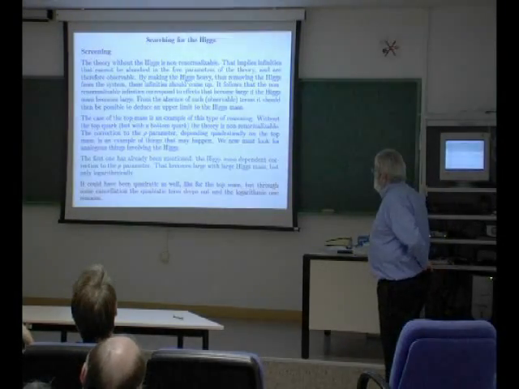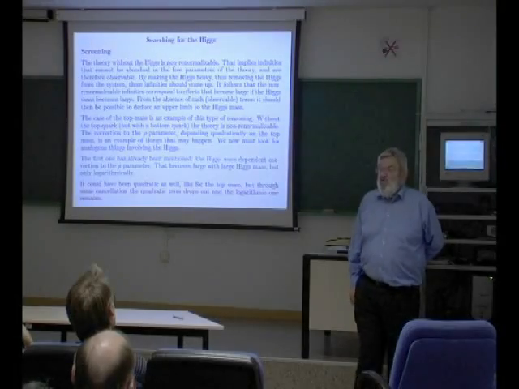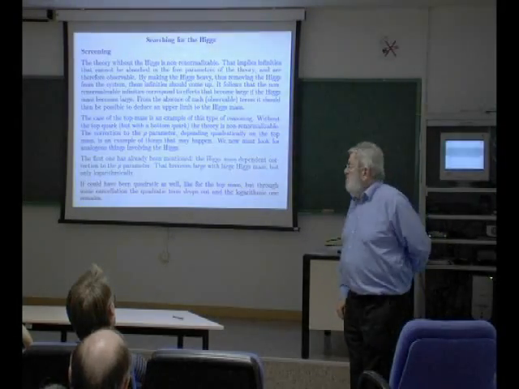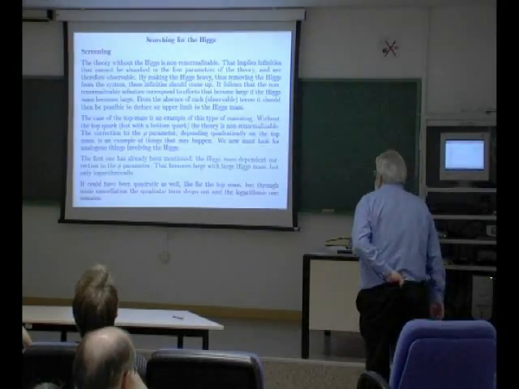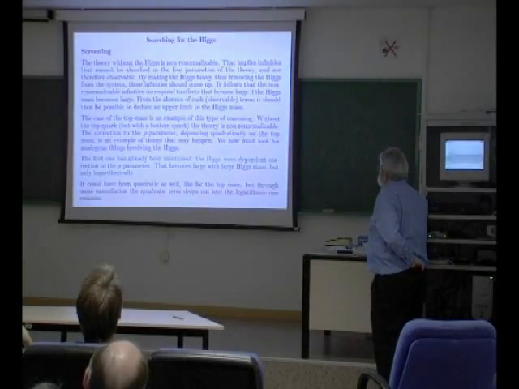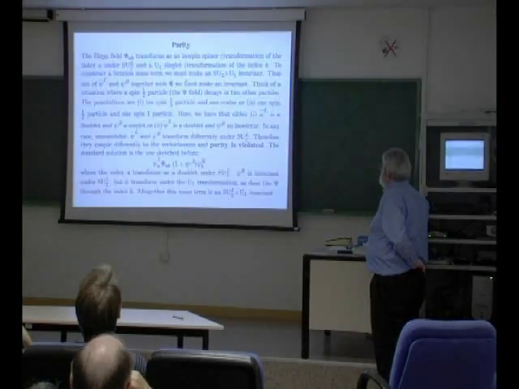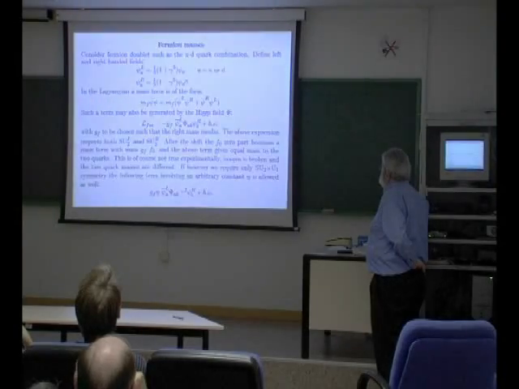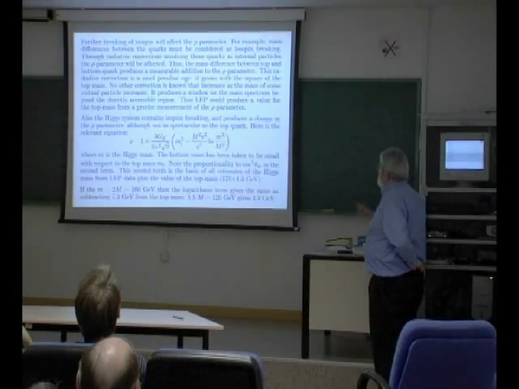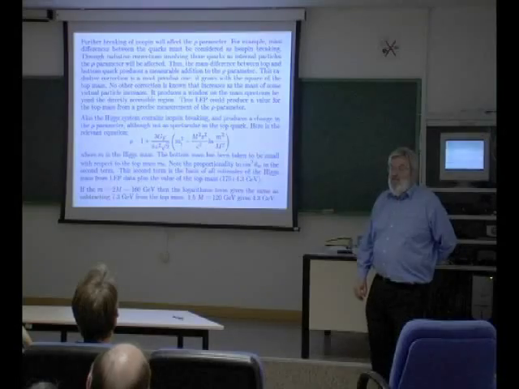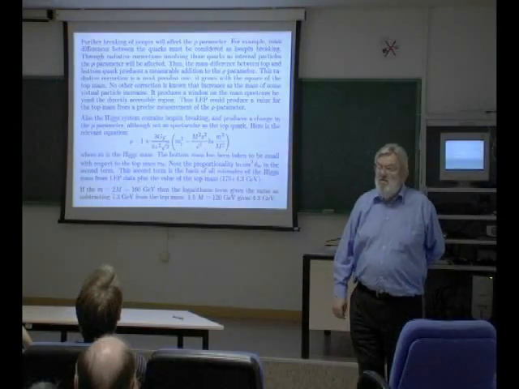Okay. Now, we must. That's the important thing. We must start searching for the Higgs. We must try to find it. And now the first thing to search for it is this equation there. It's the correction to the rho parameter due to the Higgs.